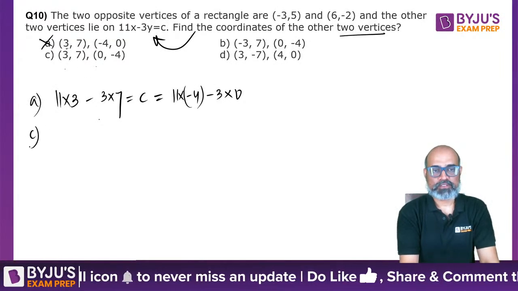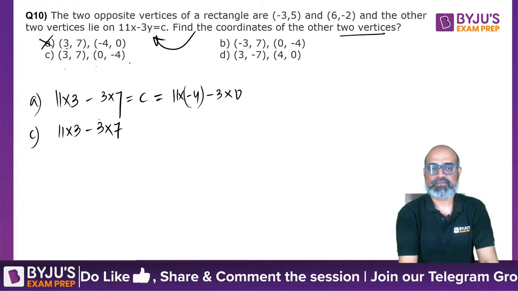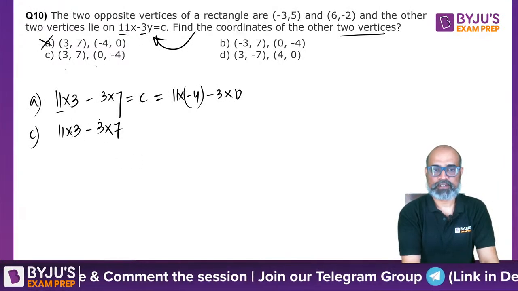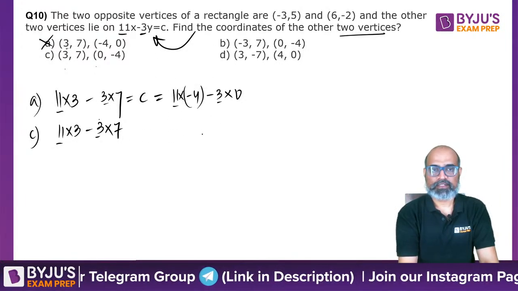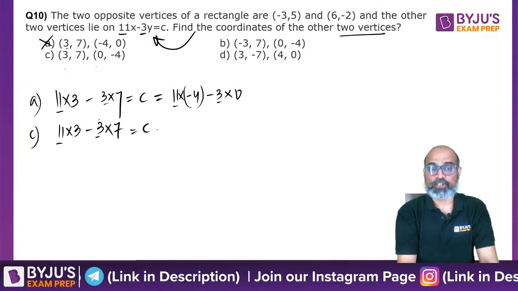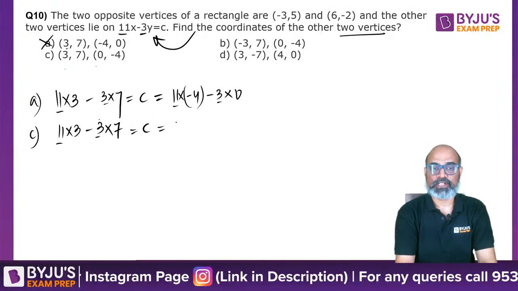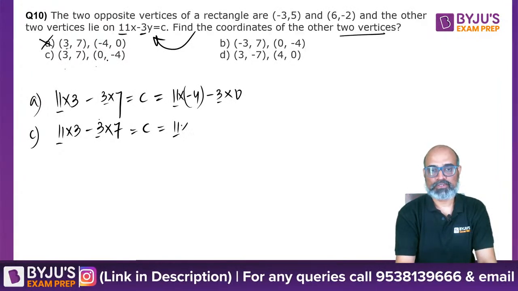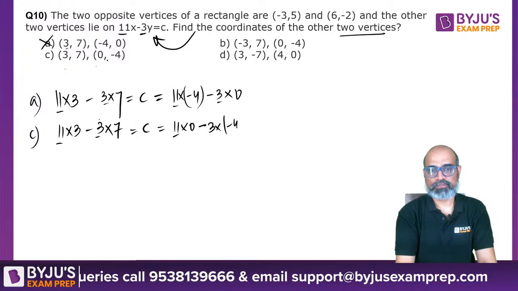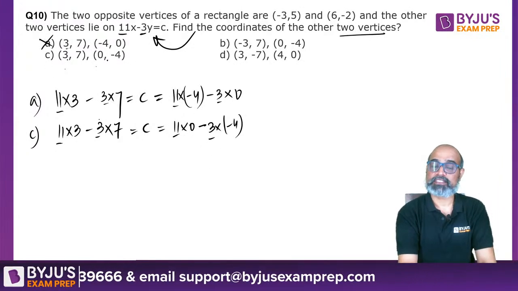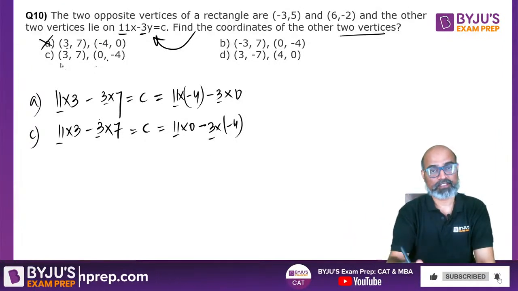What if I do the next one? As in C option, 11 into 3 minus 3 into 7. So 11 and 3 we are taking from here, okay? And this is equal to C, which will be 33 minus 21, which is 12, right? This is equal to 11 into 0 minus 3 into minus 4. Yes, it makes sense. So C could be the answer. We still don't know. We'll have to check the other cases.